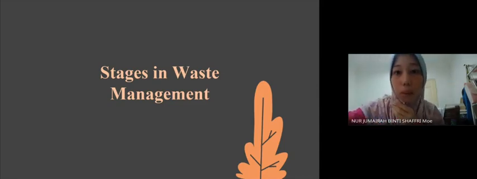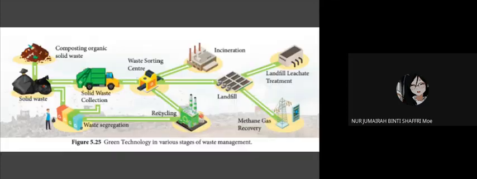Okay, next I'm going to present about stages in waste management. So as you can see from this picture or in our textbook, page 192, solid waste can be managed in many ways. Based on this picture, we can manage the solid waste from our house, like food waste, by composting the organic solid waste. We can make it into compost to replace the fertilizer. And then the second one, we can collect the waste, and then it will be brought by the truck to the waste sorting center.